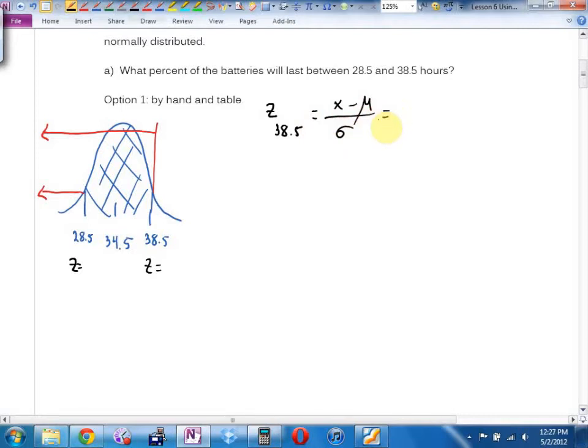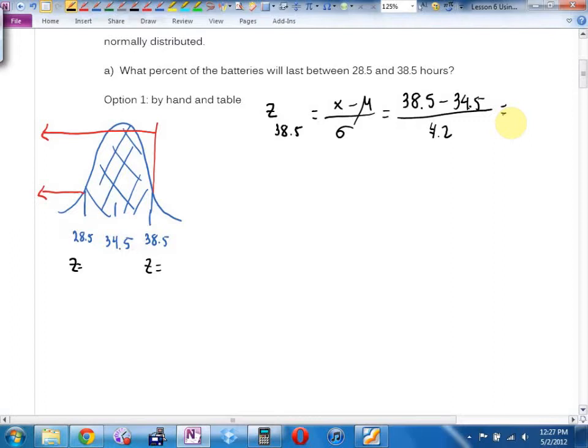Colleen, you asked a terrific question earlier. You said, how do I know which one's the x value? The actual measured value. You know what the actual measured value that we're trying to figure out is? 38.5 minus. What's the mean, Chelsea? 34.5 divided by, what was the standard deviation, Chelsea? 4.2?